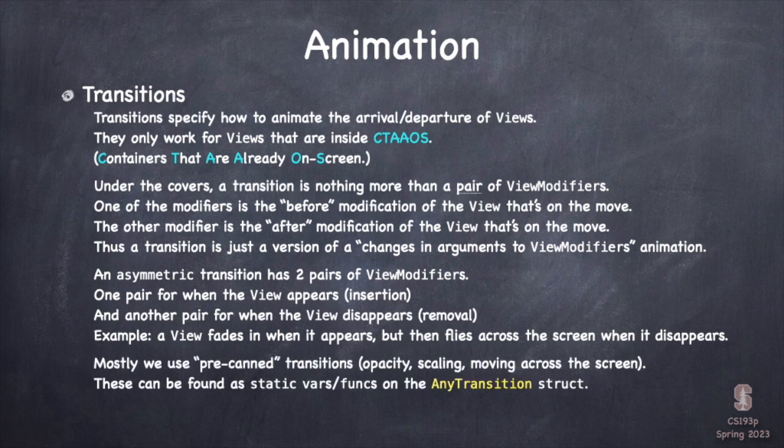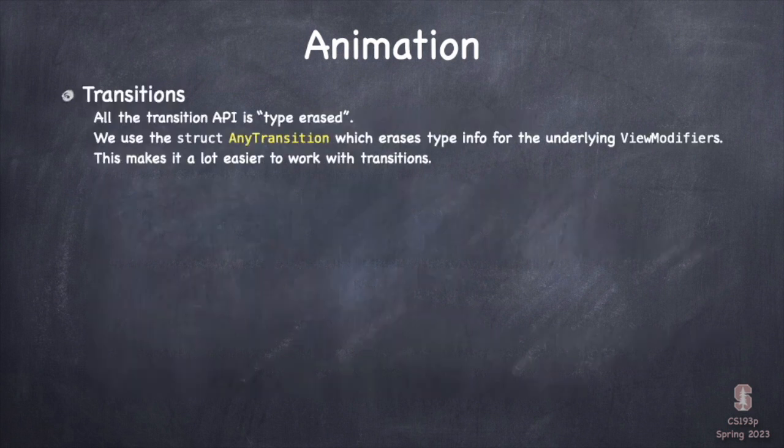We mostly, 99% of the time, use pre-canned transitions, and we find these not in a struct called transition, unfortunately. It's a struct called AnyTransition. I'm going to talk a little bit about AnyTransition here. AnyTransition is a type erased transition struct. Now, I'm not going to talk about why we do type erasing, but from your standpoint, just think of the struct that does transition as AnyTransition, even though that's not really true. That's where you see them all.